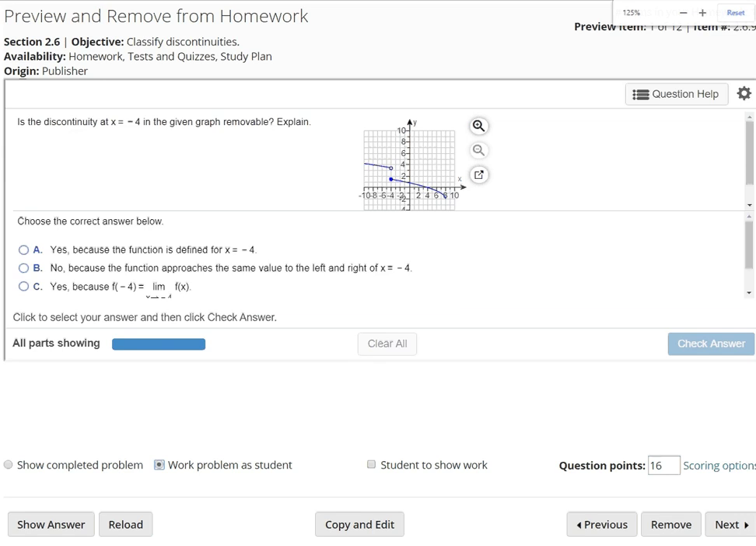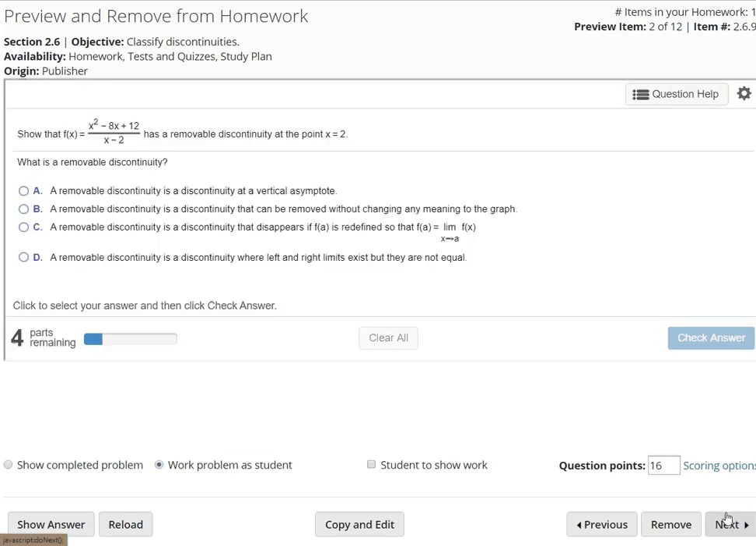So the first questions I think were just about removable versus non-removable. Probably not a big deal by looking at those graphs. But when you don't have a graph, how would you know? You just tell me when you get to one you want to look at. There's number 2. This is practice 2.